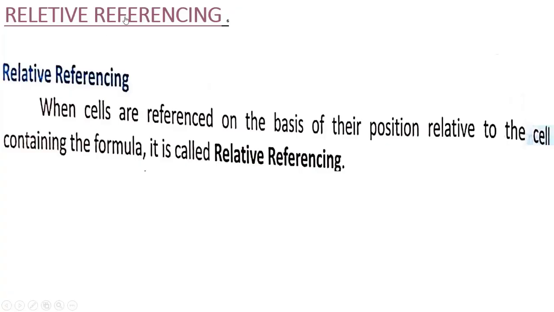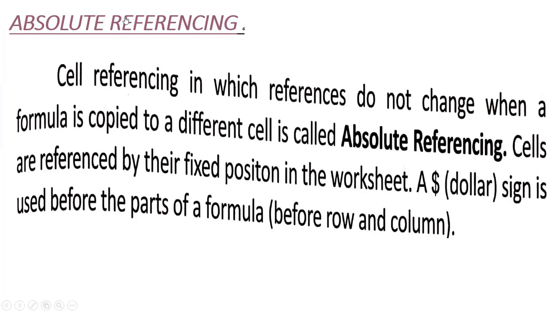Next we will see absolute referencing. Cell referencing in which the reference does not change when a formula is copied to a different cell is called absolute referencing. Cells are referenced by their fixed position in a worksheet. A dollar sign is used before the part of a formula. Let's see an example.